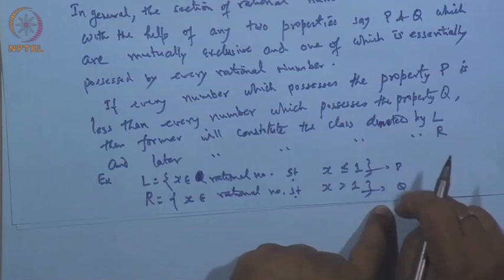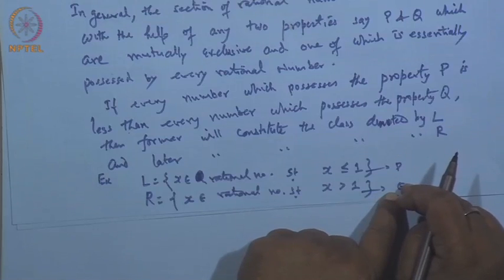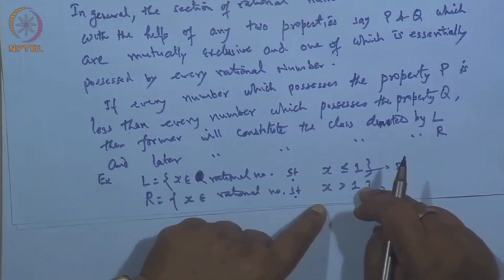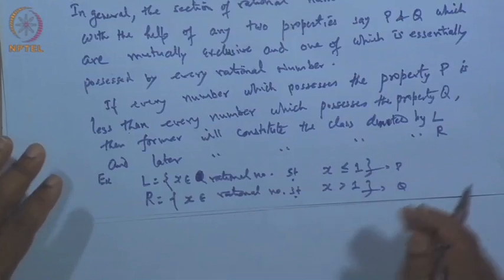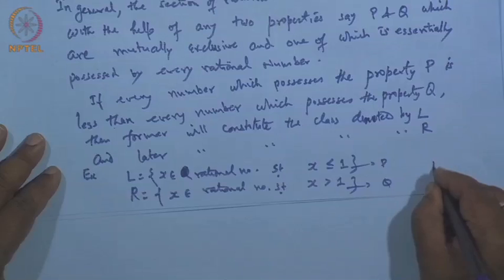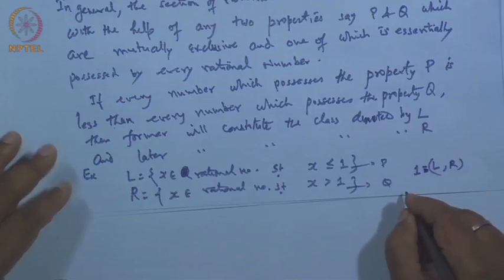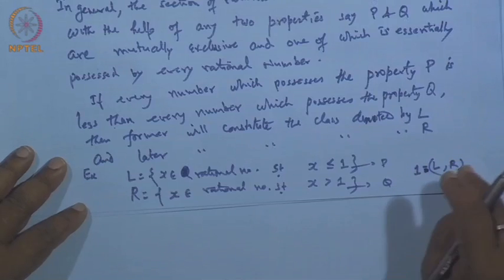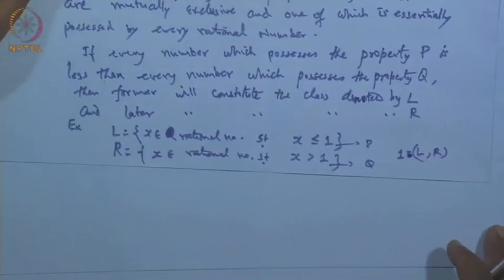Now, you see both the properties are mutually exclusive. You cannot get a rational number which belongs to P as well as to Q. If it belongs to P, it cannot be in Q. And the second one is every point in P is less than every point in Q. So, this entire thing will be denoted by LR, and since this corresponds to 1, we say the rational number 1 corresponds to this section LR. Is it okay?